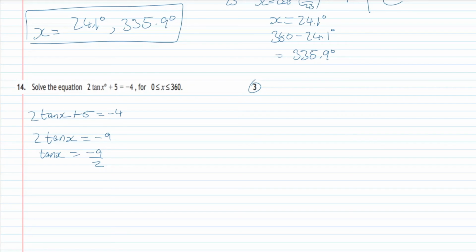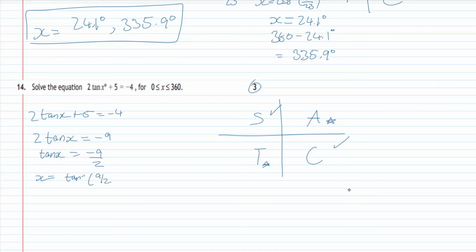So, CAST diagram again. And we notice that it's a negative answer. So instead of ticking A and C, we tick the other 2 instead. We tick C and S. But we still need to get our first positive answer to get the 2 negative ones. So to get the angle we're going to use to get the other solutions, we just take the inverse tan of what we've got there.